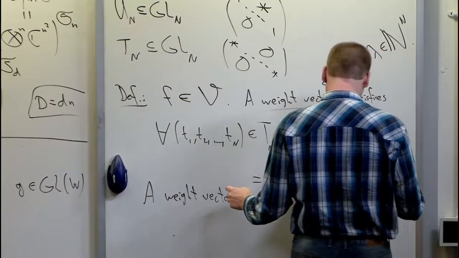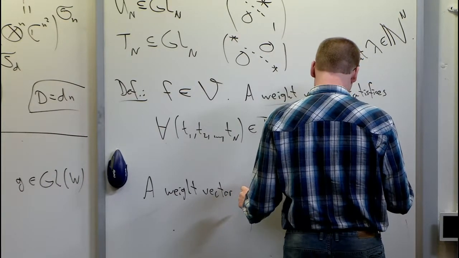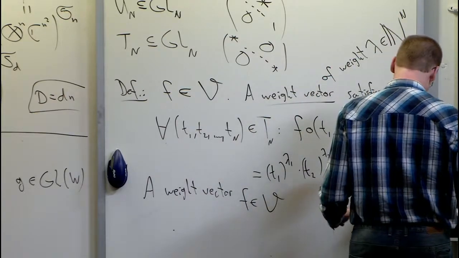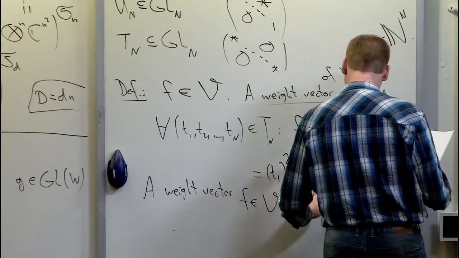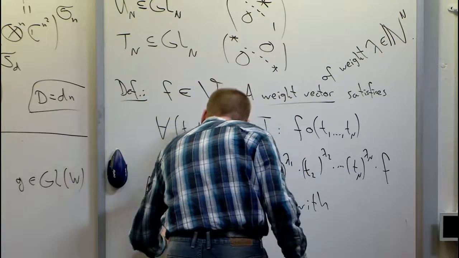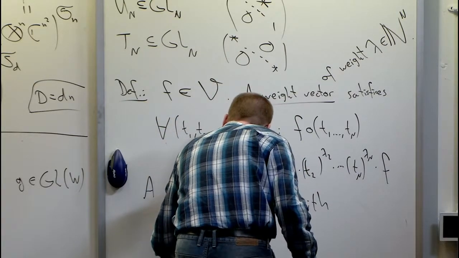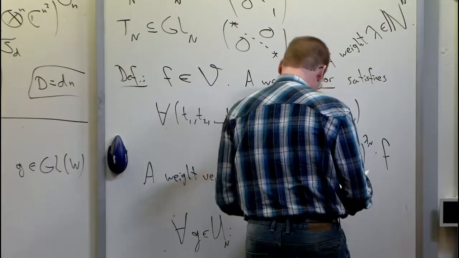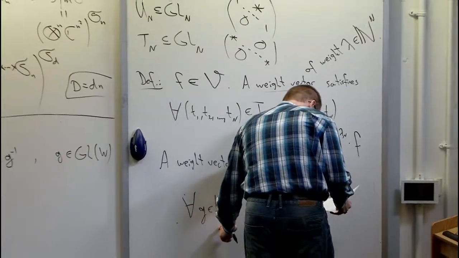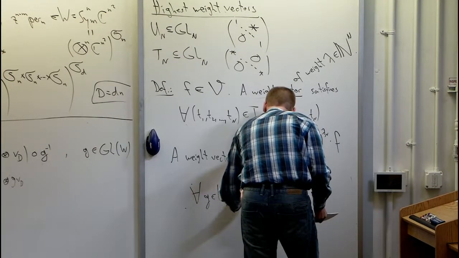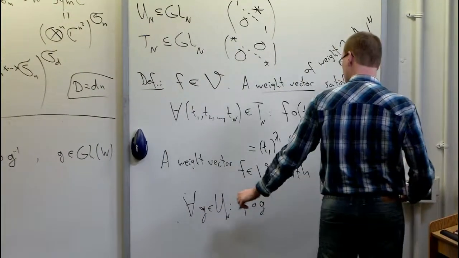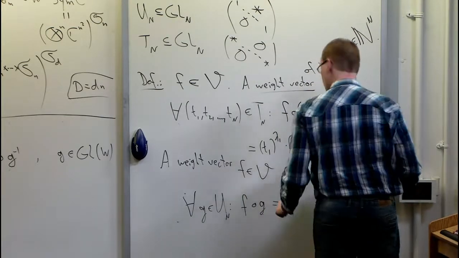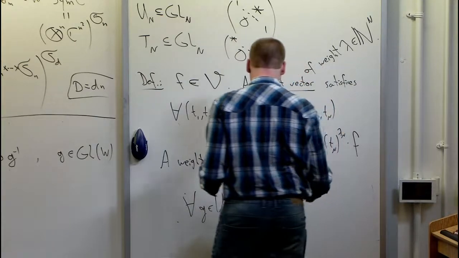So a highest weight vector is a weight vector f in this representation that satisfies another constraint. It satisfies that for all group elements in the unipotent group, if you take your tensor and act on it with these upper triangular matrices, you get your tensor back. And if you have that, it is called a highest weight vector.